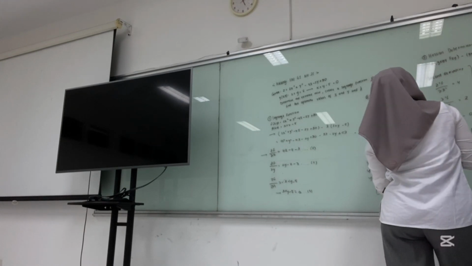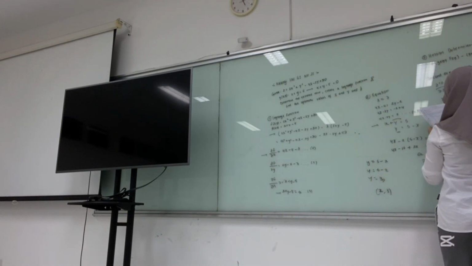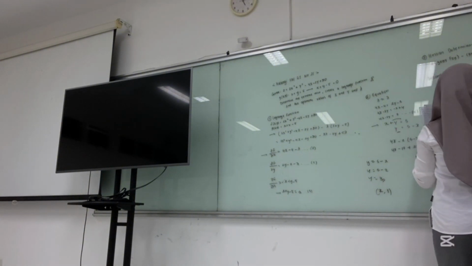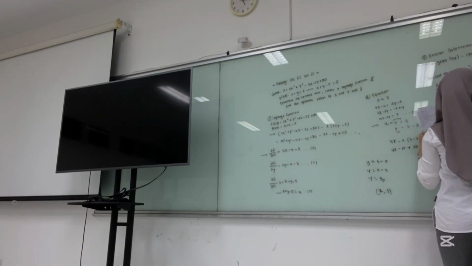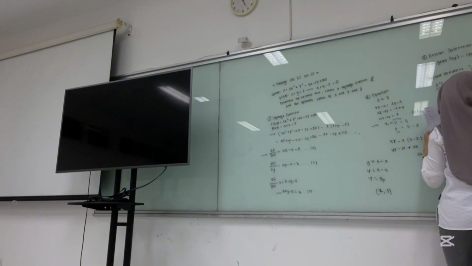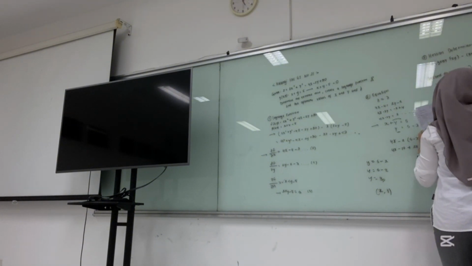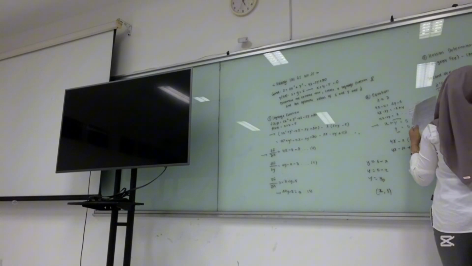And then the conclusion is that the optimal values of x and y are 2 and 3, where x is 2 and y equals 3.